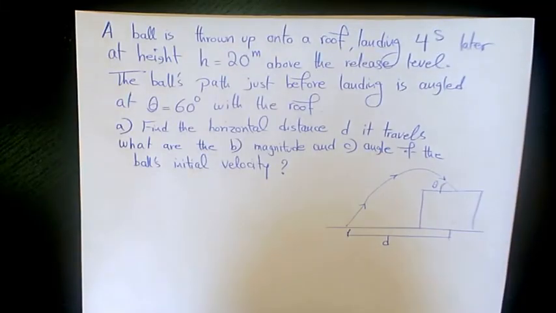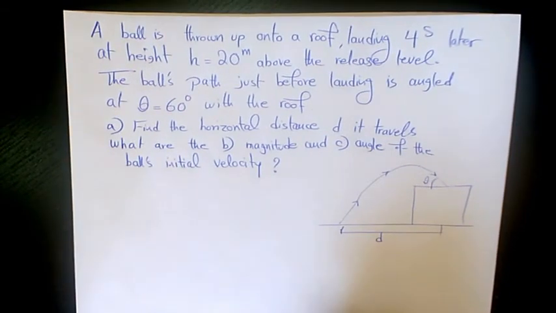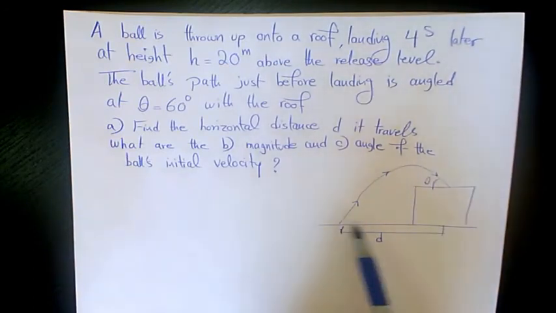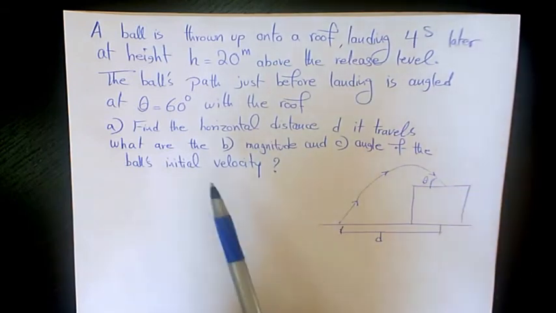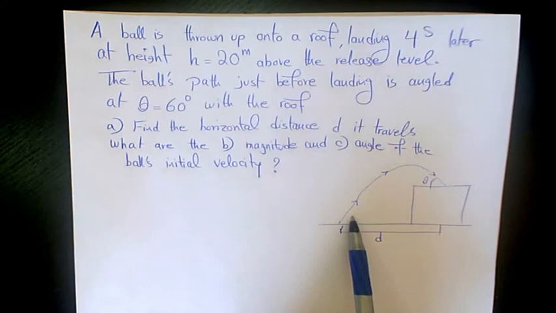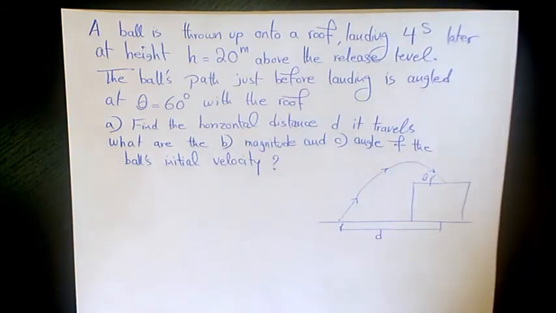A ball is thrown up on a roof, landing 4 seconds later at a height of h equals 20 meters above the release level. The ball's path just before landing is angled at theta equals 60 degrees, as you see here with the roof. Find the horizontal distance d it travels, and what are the magnitude and angle of the ball's initial velocity. So we need to use a trick here. The trick for this example is that we're going to use a time reverse problem.